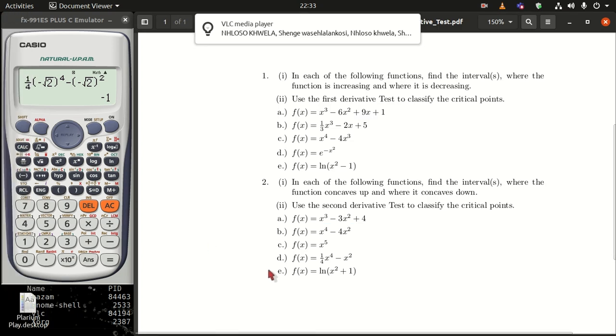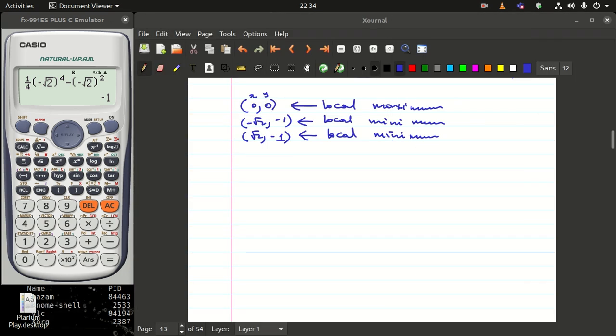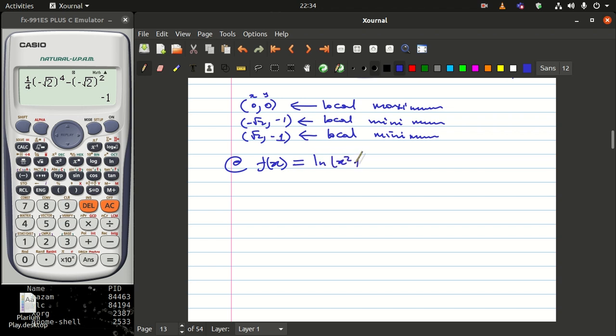The last question now is this one here. We have f of x is equal to the natural log of x squared plus 1. So we have our E now, which is the last question. Then we can call it a day. So we have our f of x is equal to natural log of x squared plus 1.